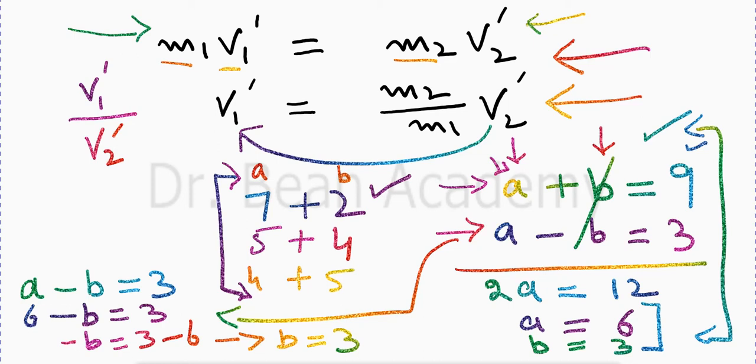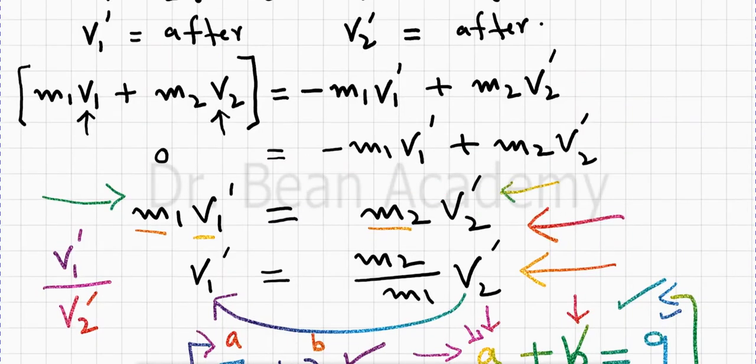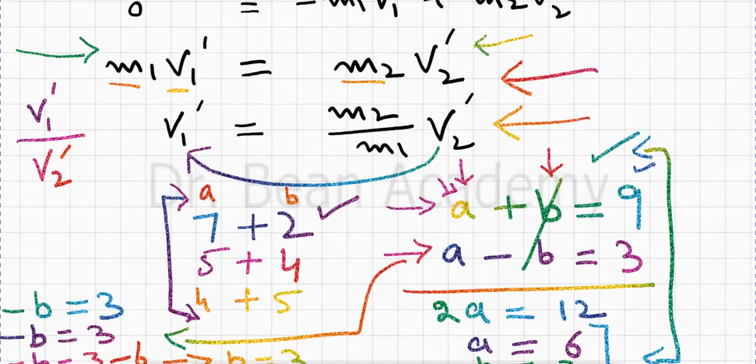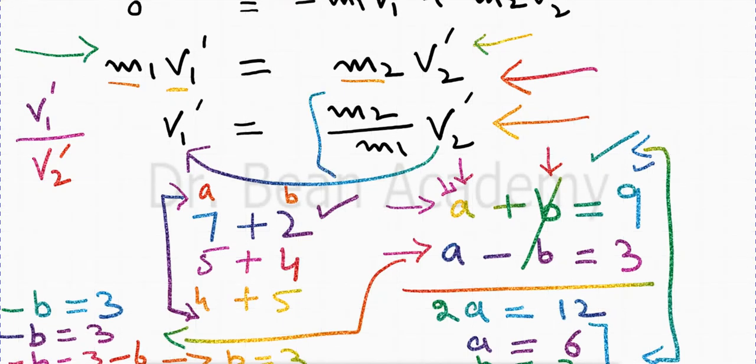This is not the exact solution, because I told you, when you have two unknowns, there could be many solutions. So how can we find the exact solution to this problem? I mean, they told us to find the velocities. If you go to the question, it says find the velocities of the blocks. So they told us to find the exact velocities, not something like v1 prime equals m2 over m1 times v2 prime. No, no, no. We need to find the exact value, whatever it is, of v1 prime and v2 prime. So how can we do that?